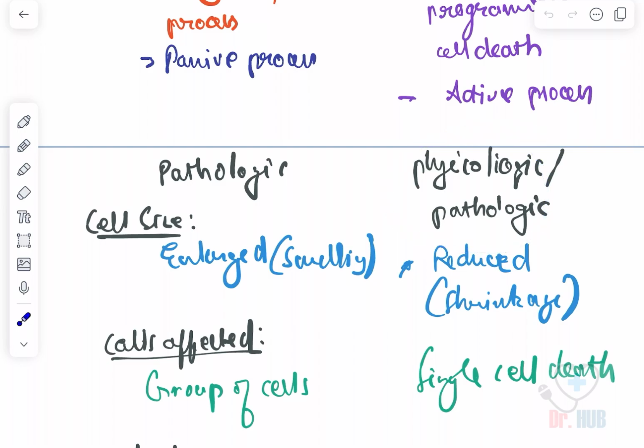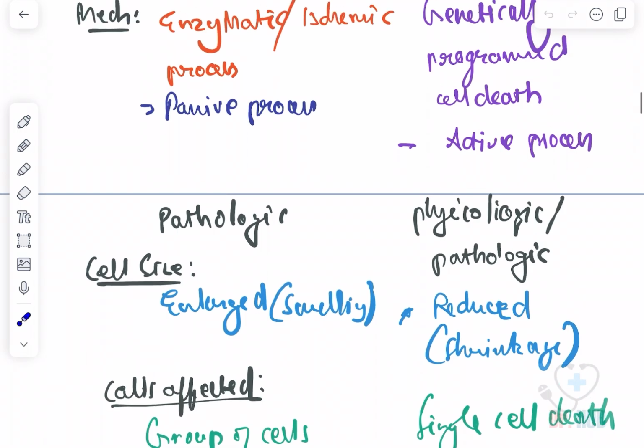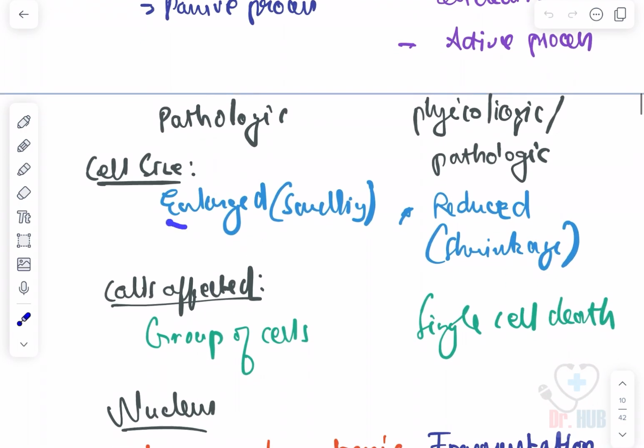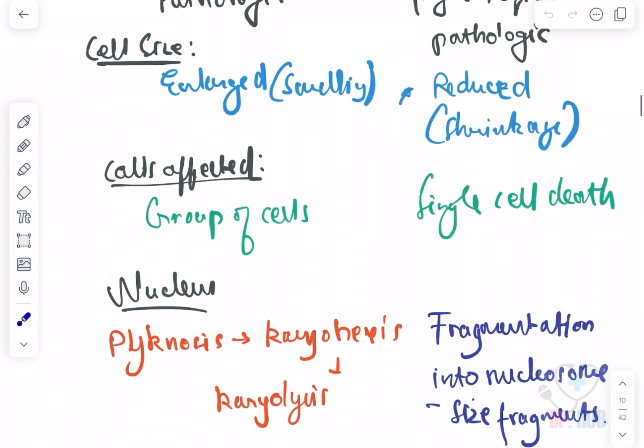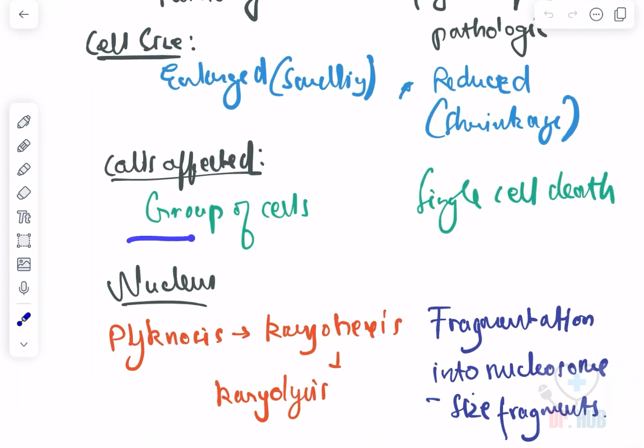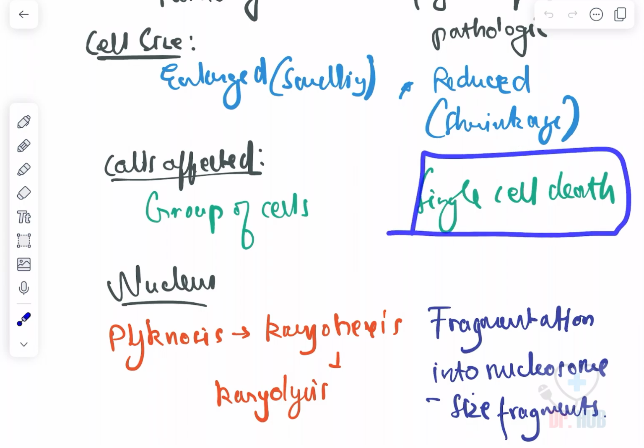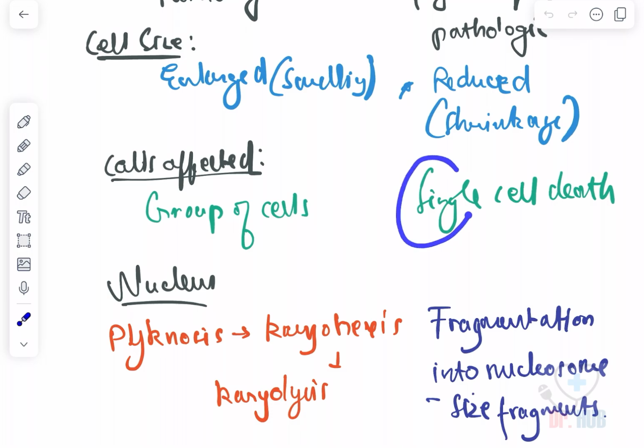pathologic. The cell size: in necrosis it is enlarged, that is, there is a presence of swelling. Whereas in case of apoptosis, the cell size is reduced, and this may be due to shrinkage. Next, looking at necrosis, the cells affected are a group of cells, whereas in case of apoptosis, it is a single cell death.